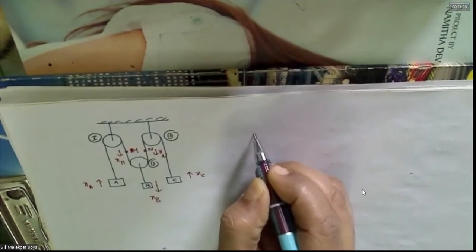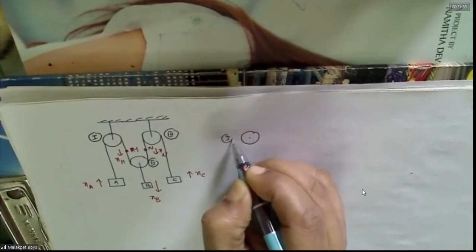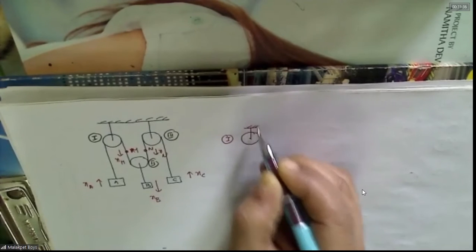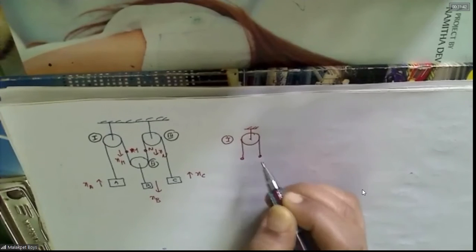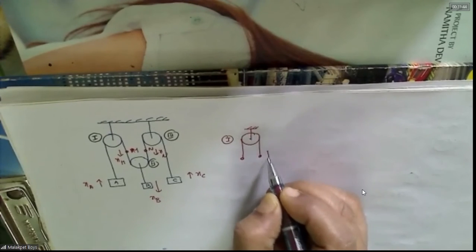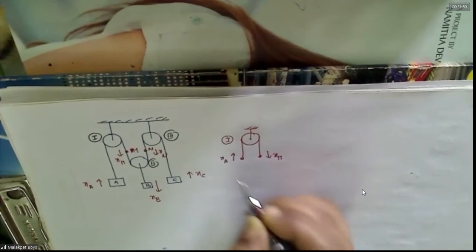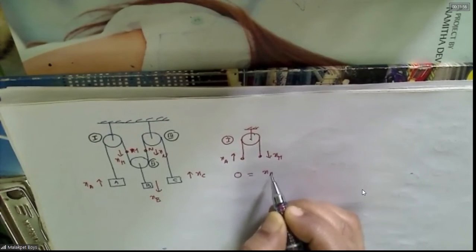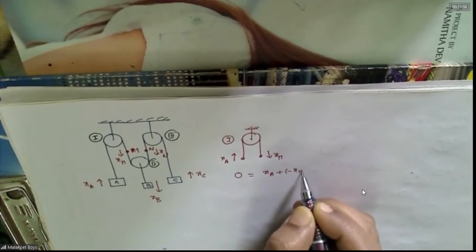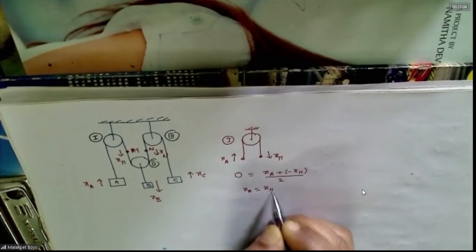Yes, sir. Now I'll draw for each pulley. First pulley is this, pulley 1. This is fixed. You are having, this is one end, this is the other end. This is what we have taken XM. This end goes up with XA. So what you have? XM. XA equals XM. Do you agree with this?